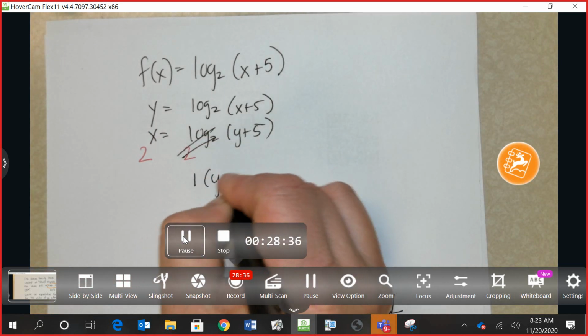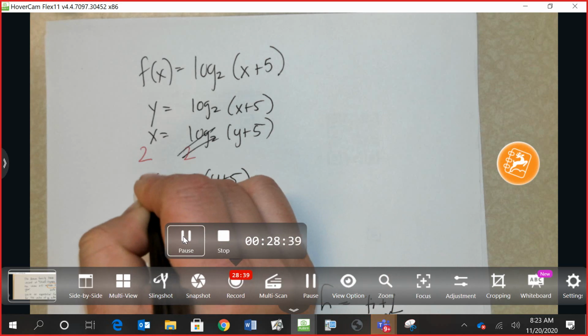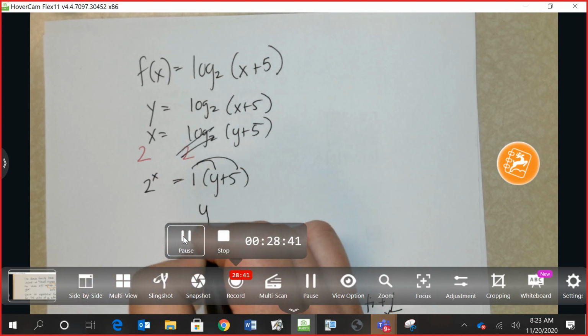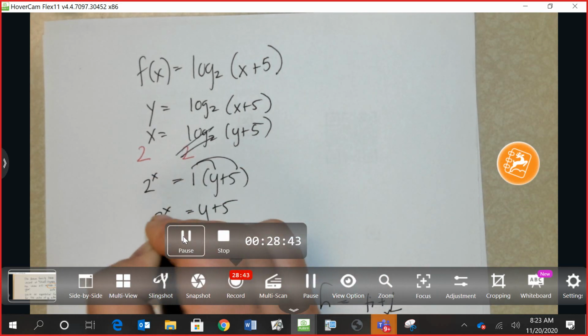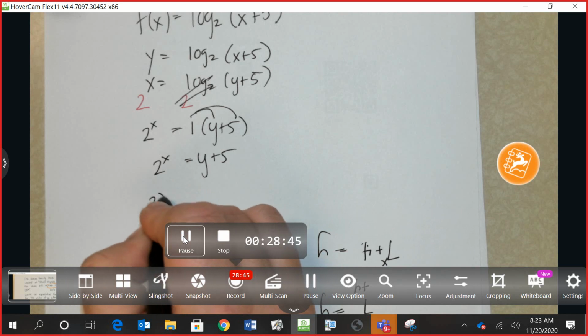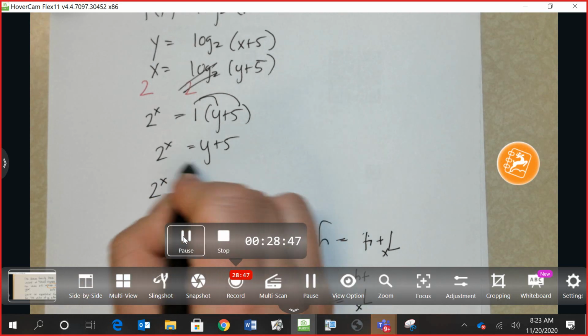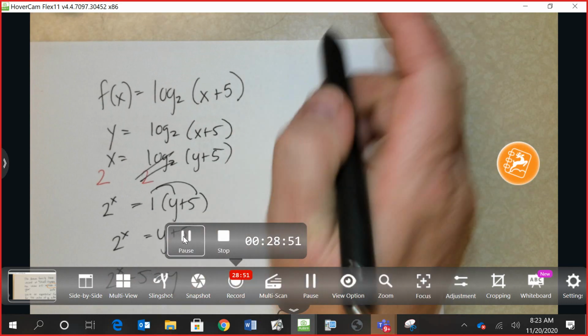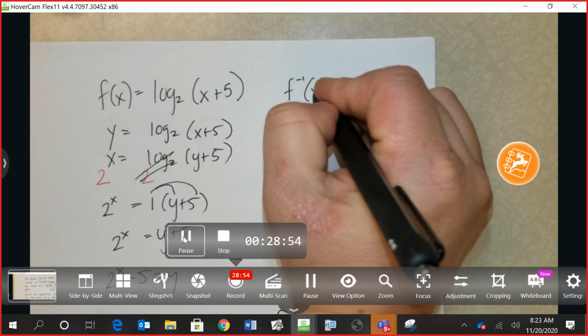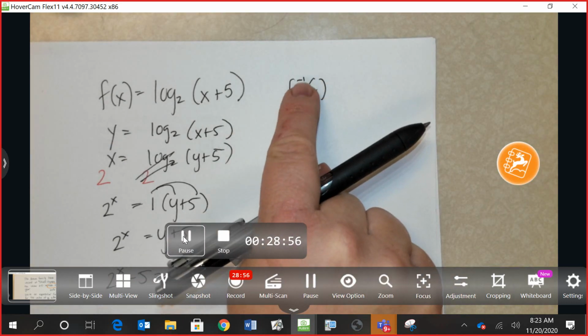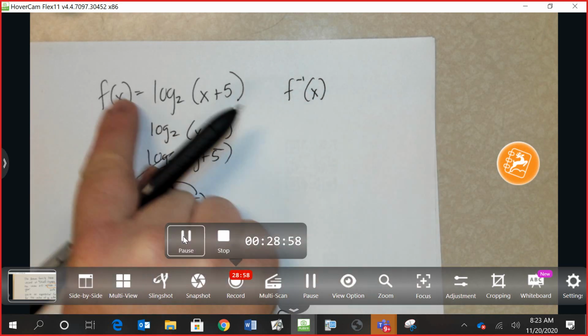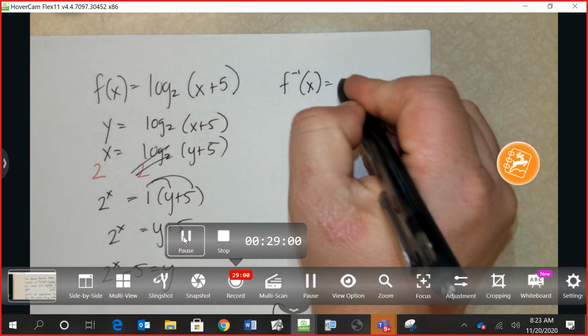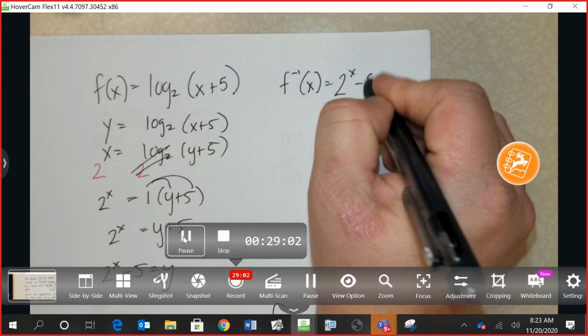1, bring down the y plus 5 for this problem. Distributing does not change anything on the right, 2 raised to the x. Now when I bring that 5 over, subtract 5 equals y. This alone won't be the answer. Remember, it does remind you to write it correctly in inverse notation, which means make this little original function as f of x, denoted with a negative 1, is 2 raised to the x minus 5.